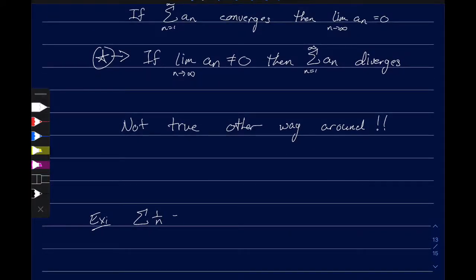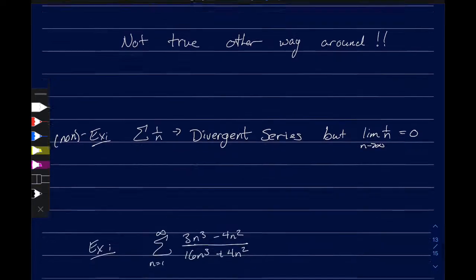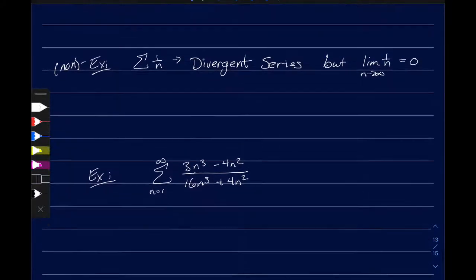So if we were to look at the sum of 1 over n, this is actually a divergent series. But as we know, the limit of 1 over n as n approaches infinity is equal to 0. So this is our non-example.